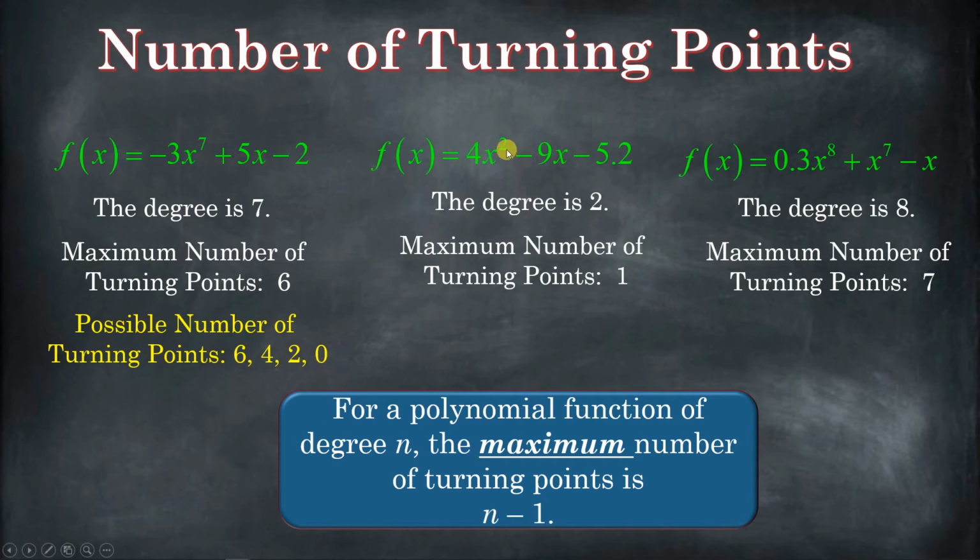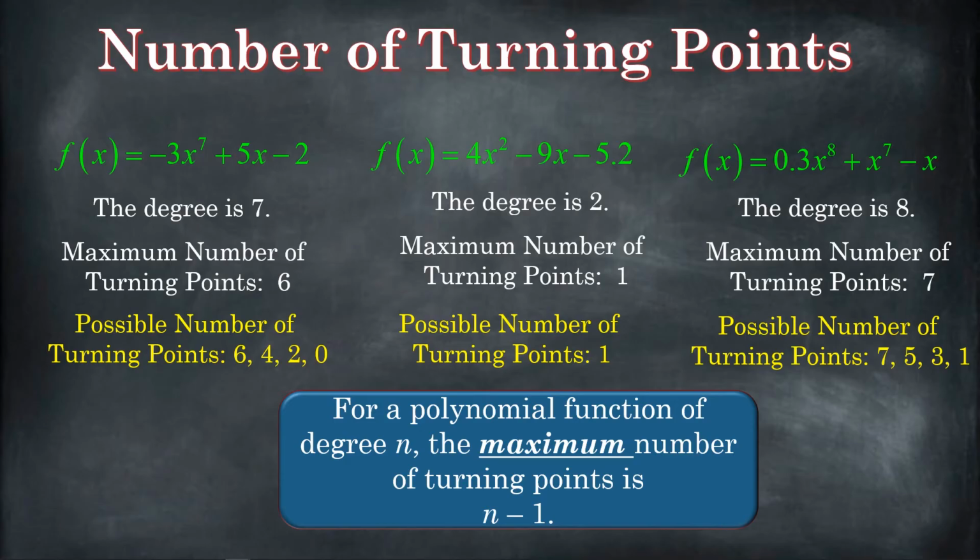Whereas if the degree is even, then the number of turning points is going to be odd. So if it's quadratic, the maximum number of turning points is going to be 1, and there has to be 1. It's going to be a vertex, right? So we're going to learn more about that in the next lesson when we start talking about end behavior. But for now, like this one, the degree is 8. So that means 7 is the biggest possible number of turning points. But there could be 7, 5, 3, or 1 turning points.